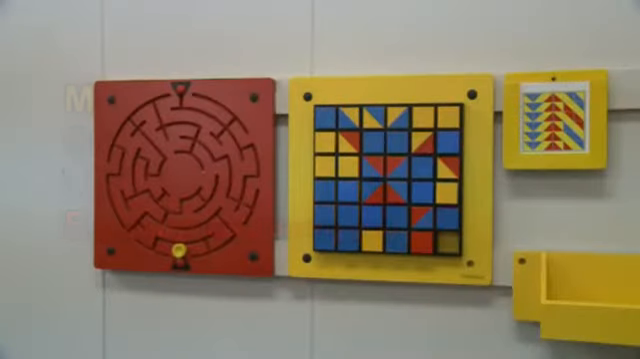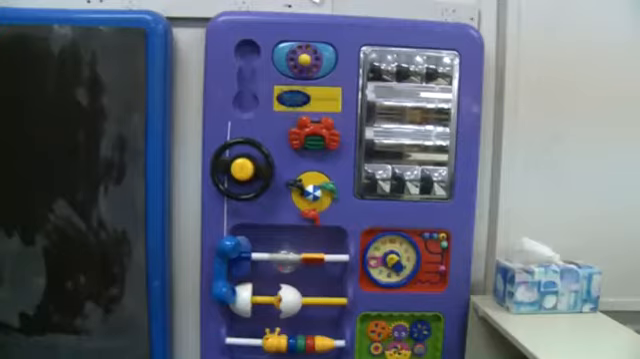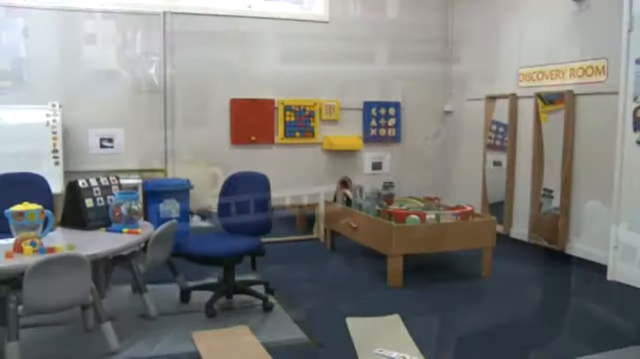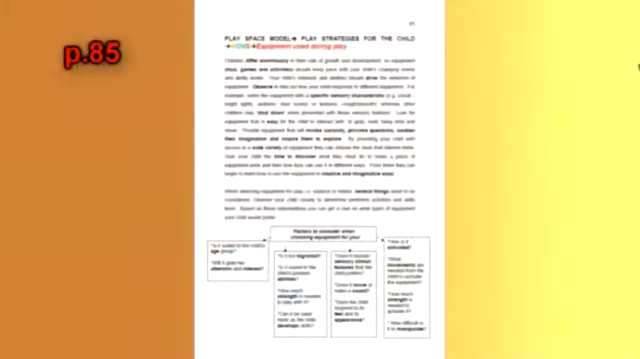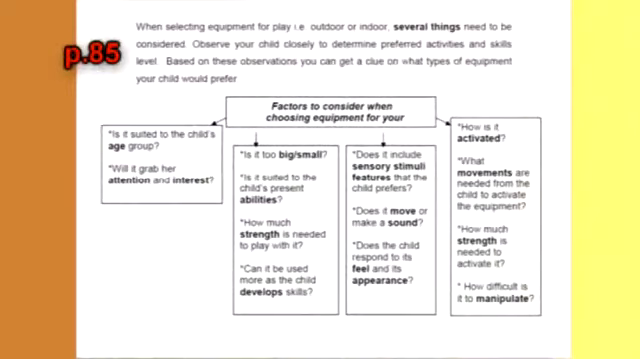Because children vary enormously in their rate of growth and development, it's important that equipment and toys are chosen carefully. Page 85 of the manual has a range of questions to ask when selecting equipment.